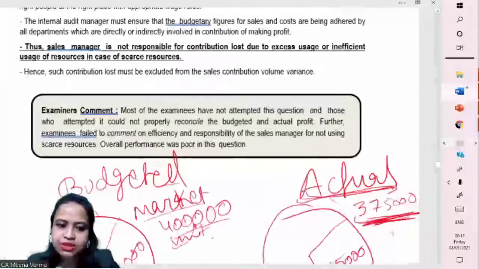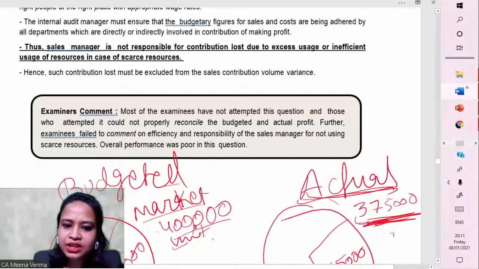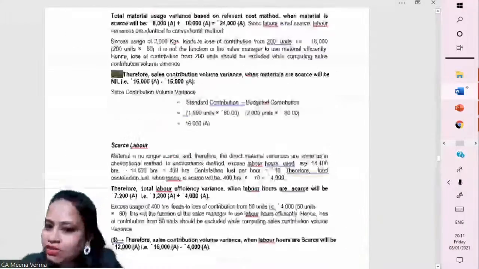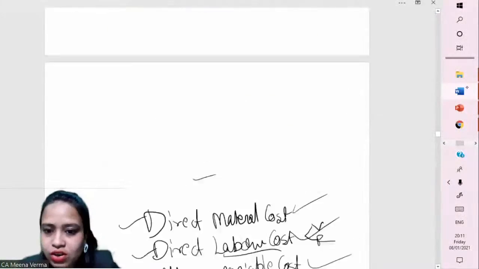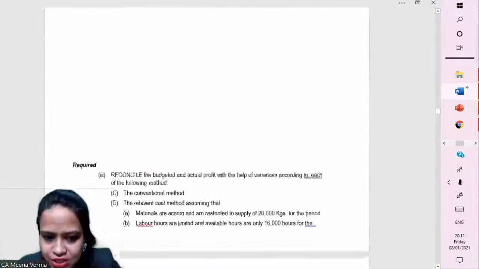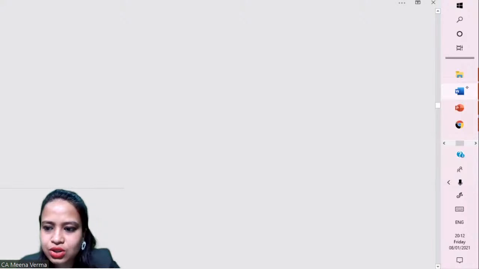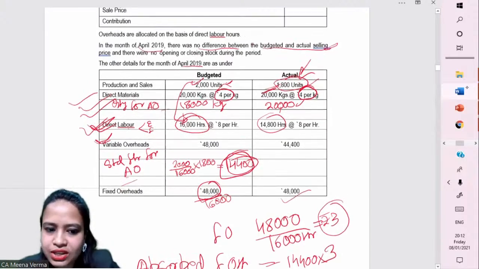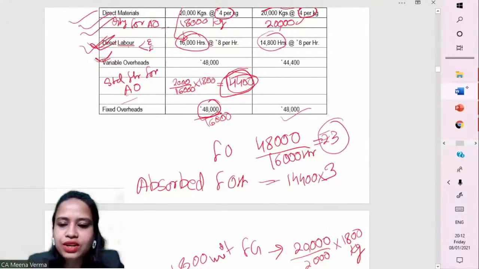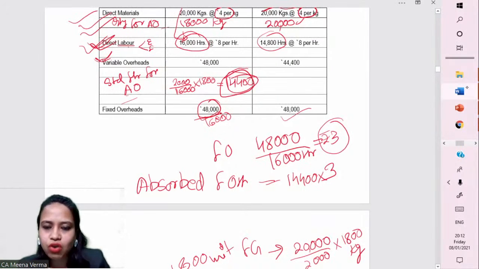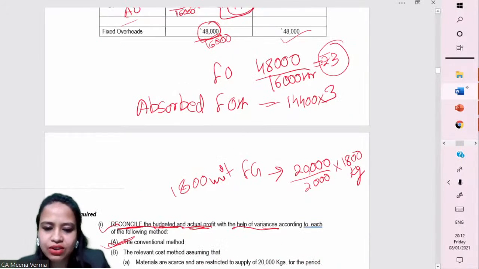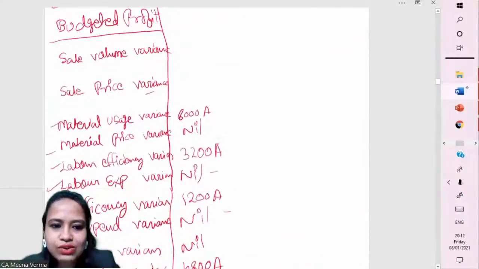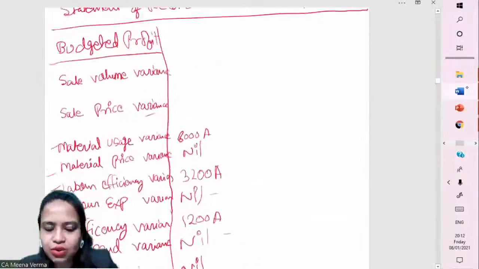See, this is the comment of the examiner. Most of the examinees have not attempted this question. So you can see the question is lengthy. I will not say the question is difficult. The question is not at all difficult. Very easy question, but yes, you need practice in such kind of question. It's a lengthy question, that's it, nothing else. Otherwise, the concepts are very easy. If only calculating the volume variance came, it is easy for us. If only we had to calculate the sale price variance, it is very easy for us. While in this question, we have to calculate everything. So it's quite a lengthy question.